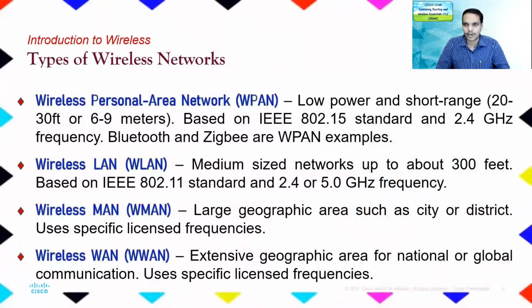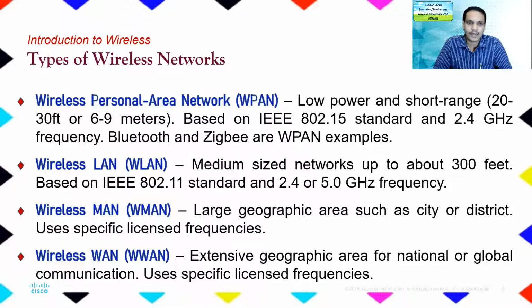Now, let us talk about the different types of wireless networks that you see regularly. The first one that you come across is a wireless personal area network, which is low power and short range, usually 20 to 30 feet or 6 to 9 meters. This is based on the IEEE 802.15 standard and works in the 2.4 gigahertz frequency. The best known examples of this type of wireless network are Bluetooth and Zigbee.